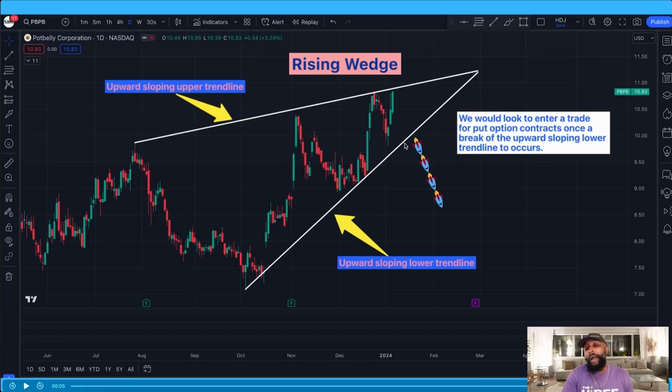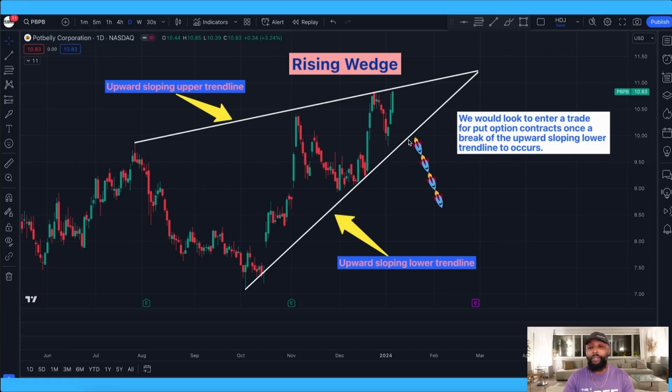All right, that's just how I would play the rising wedge. And that's how I recommend you play the rising wedge. Again, we want to wait for a break in this upward sloping lower trend line. That's going to be the better play right here. So for example, when price comes down and breaks this lower line, a solid break, then we can take positions into put option contracts.